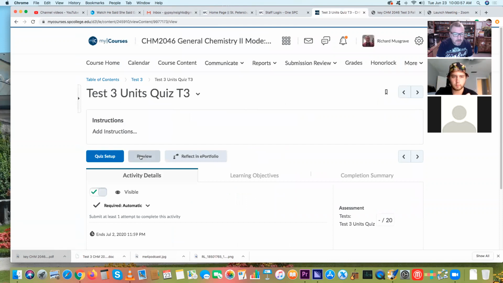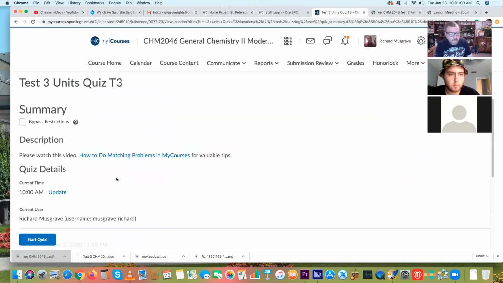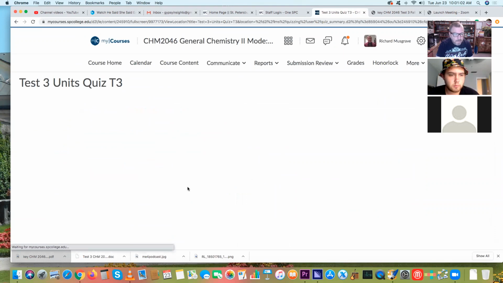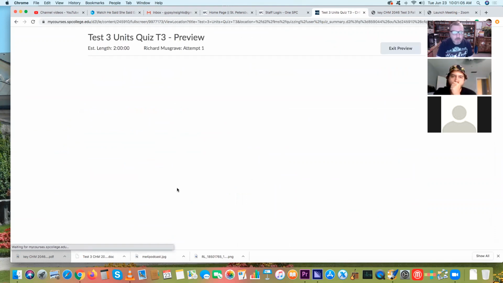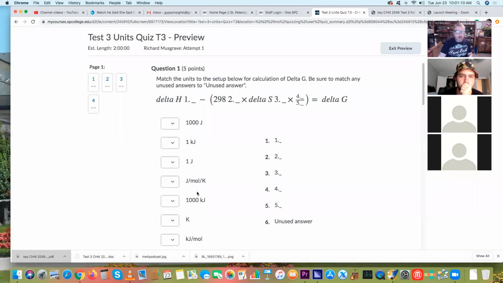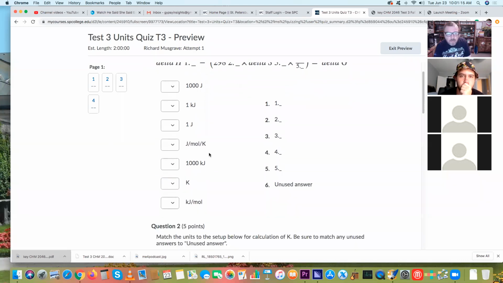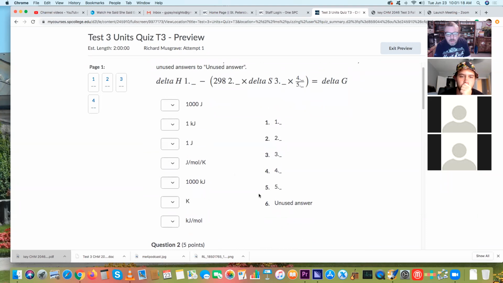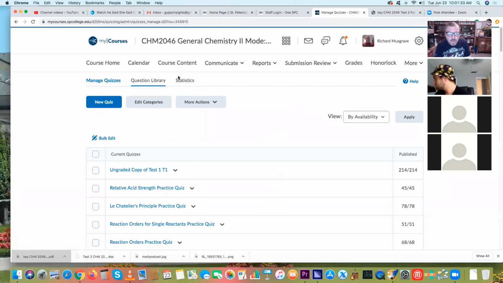I'll just give you an idea what it looks like. Because I can't really get you to show your work in some of those quizzes, the way I've got this set up is so that you can show your knowledge of dimensional analysis by doing this kind of matching exercise here, assigning units or units and numbers to these various numbers here, 1 through 5, and the unused answer.